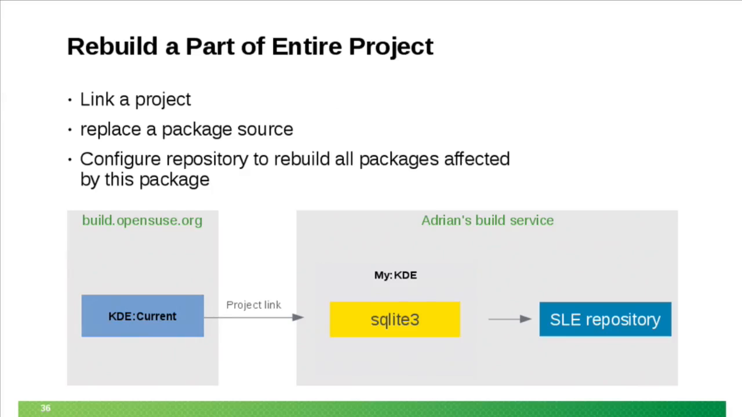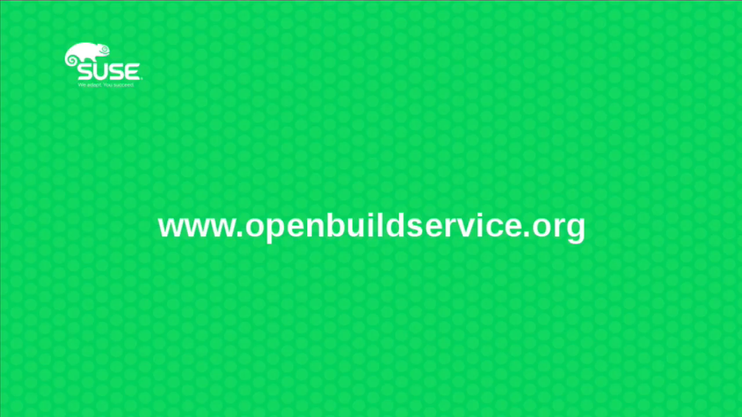It's just some examples I wanted to mention in the hope that you can make use of it. If you have further questions, we have the openbuildservice.org site. This is a project site, so you can find some documentation there and the sources and appliances to install your own build service, and also a link to the build.opensuse.org, which is just free resources.